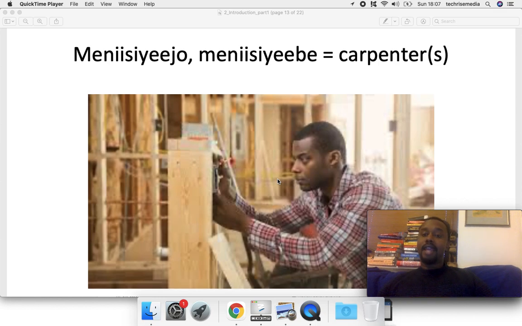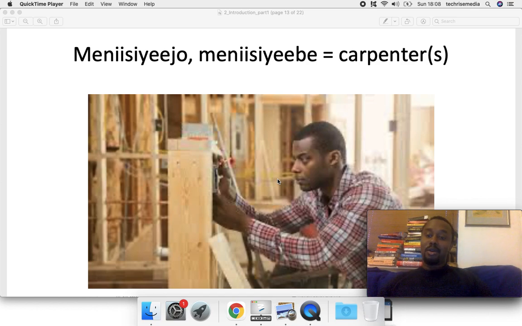So we have a carpenter, which is mini siejo. So mini siejo, or many sijewo. So this is a carpenter. You just add the be.